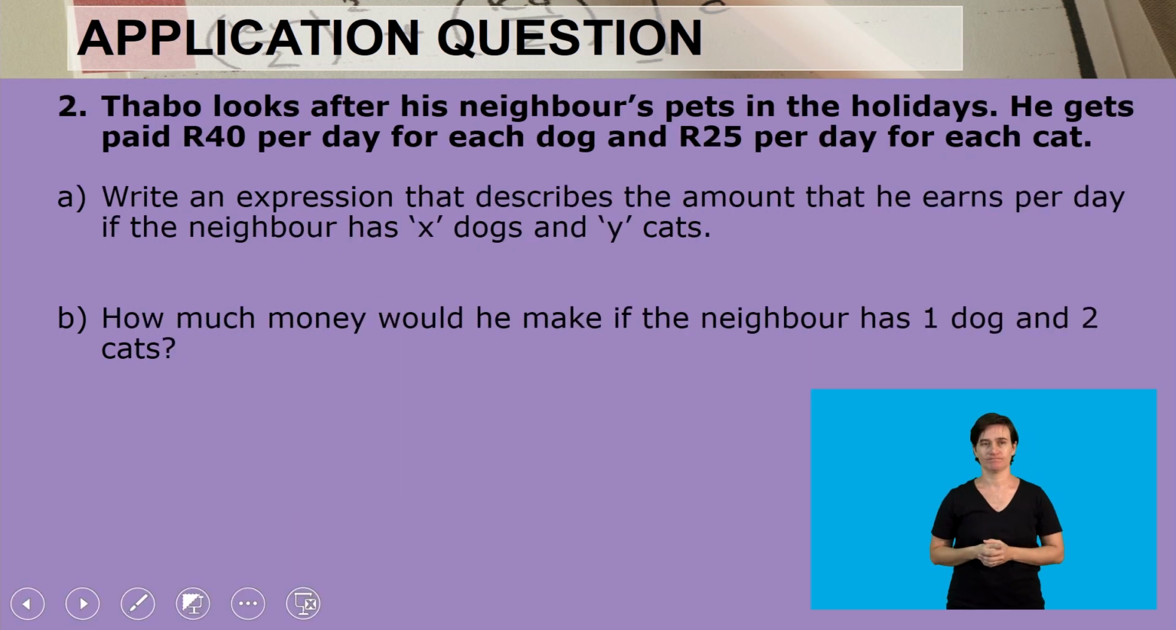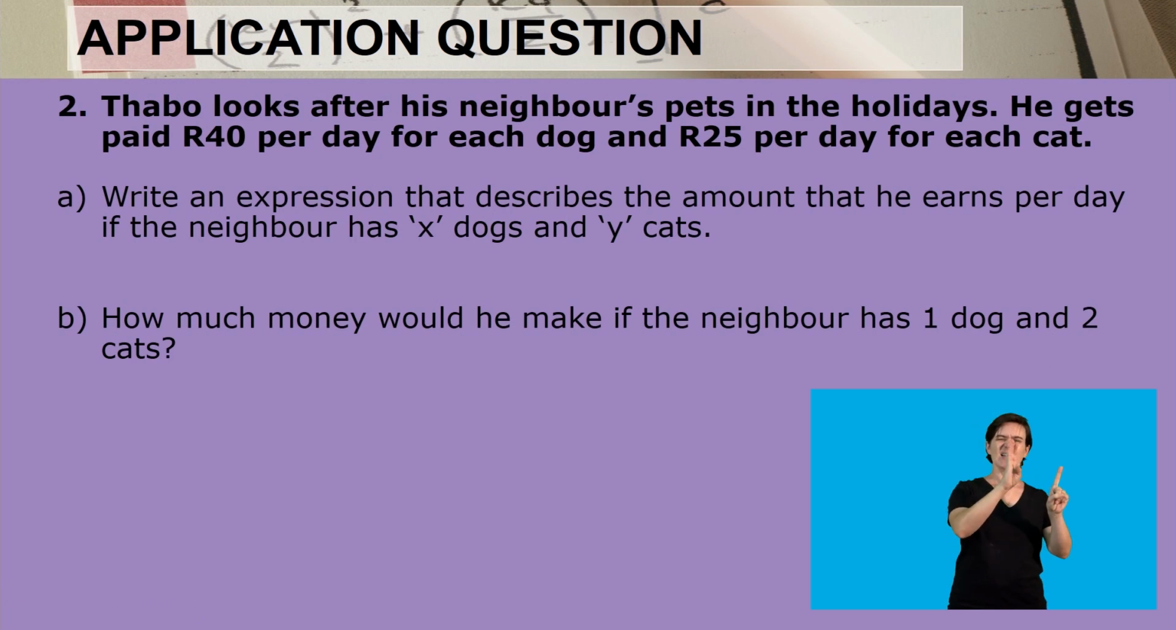All right, let's look at the next application question. Thabo looks after his neighbor's pets in the holidays. He gets paid 40 rand per day for the dog and 25 rand per day for each cat. Now, write an expression that describes the amount that he earns per day if the neighbor has X dogs and Y cats.